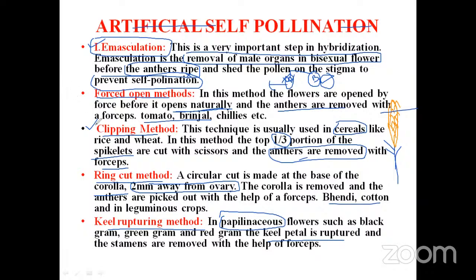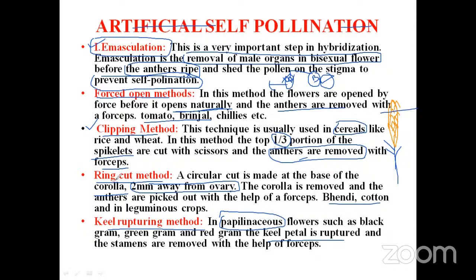Yes, sir. Right. In the forced open method, before the flower matures, we can forcibly open the flower and pick up or remove the anthers. Clipping method: we cut the spikelet by one third. That means we can remove the anthers, that means the male part of the flower.